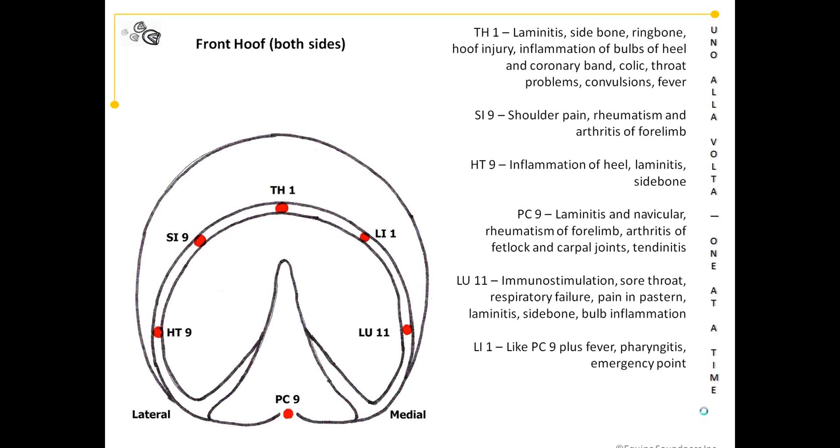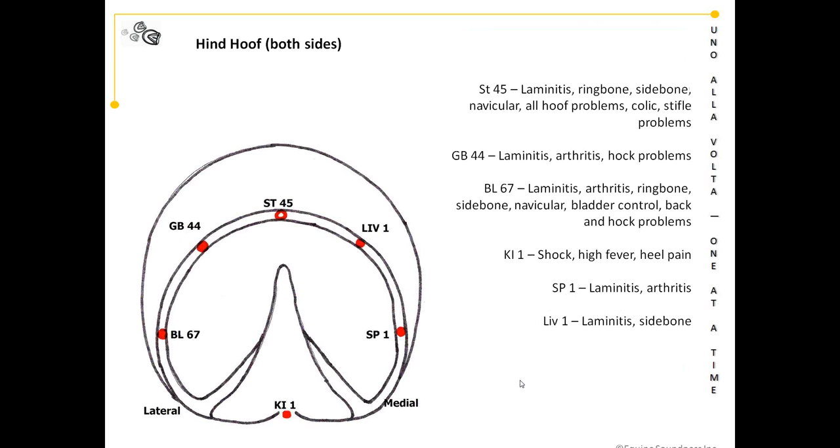This is the front hoof, and this is the hind hoof with totally different points. But you see when you look here, laminitis, laminitis, laminitis, laminitis, laminitis. So every one except kidney 1, every one of those 5 points helps with laminitis. Bladder, gallbladder, stomach, liver, spleen. And this is kidney.